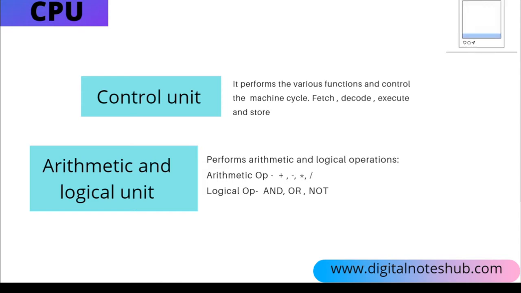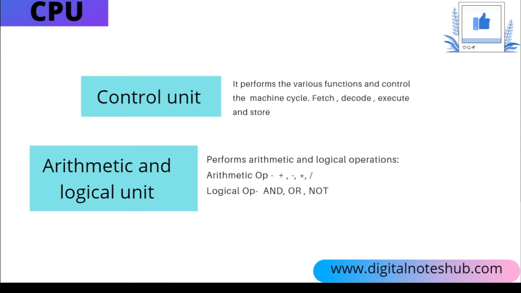And executing is when the control unit gets the instruction from the main memory, and after that converts it into computer commands, and the processing of a command is called execution of an instruction. And after executing the instruction, results are stored into the main memory, and this function is called store.